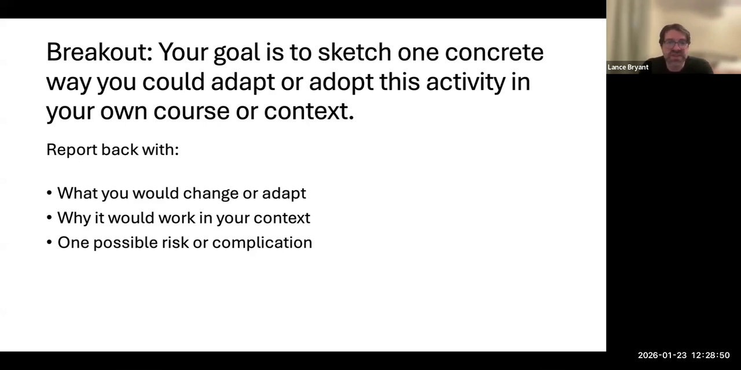What would you change or adapt? Why might this work for you? And then, what's one possible risk or complication or some kind of wrinkle that we might have to address?